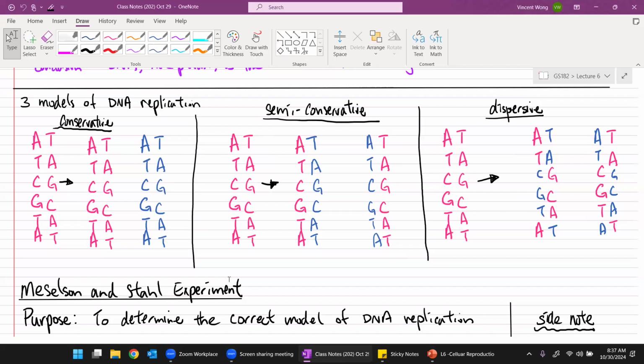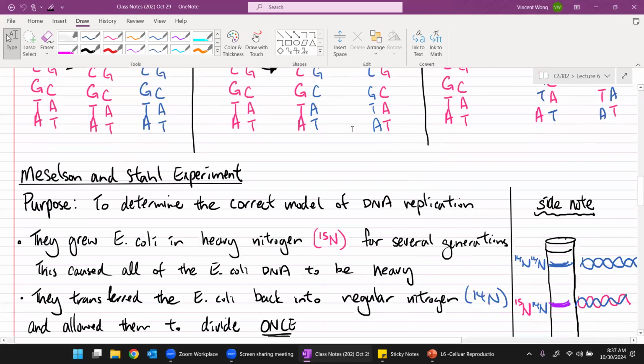Who did what experiment proved that it was semi-conservative? Who were the people? You remember? Oh, Hershey and Chase is the other people. They showed that it's DNA that's hereditary. The semi-conservative are these people, Meselson and Stahl. You don't have to memorize the names. I'm not going to ask you who did what, but I'm going to ask you about their experiment though, on the quiz.